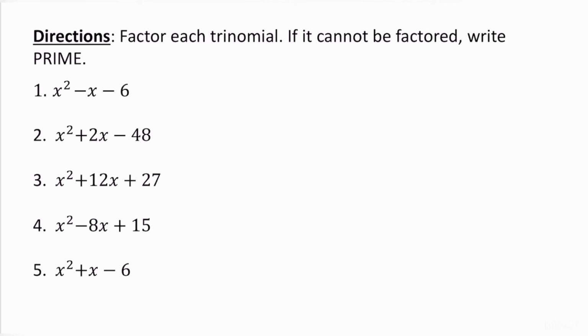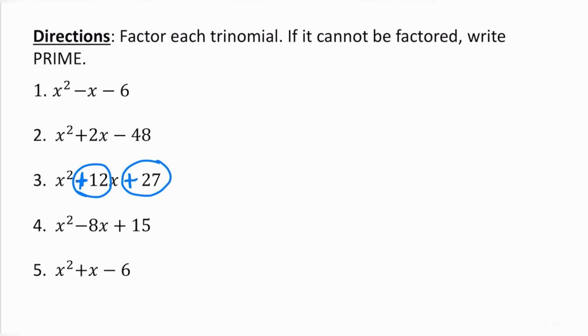All right, let's go on to question number 3. x squared plus 12x plus 27. In this case, it has to multiply to give me positive 27, and it has to add to give me positive 12. Because the last sign is a positive, I know that I have to have like signs. And because the middle sign is positive, that means they're both going to have to be positive.